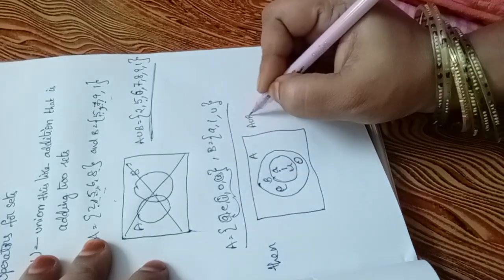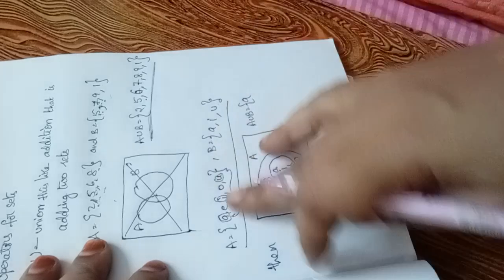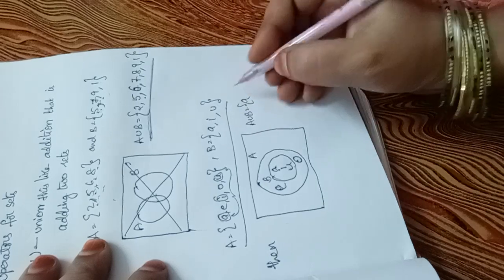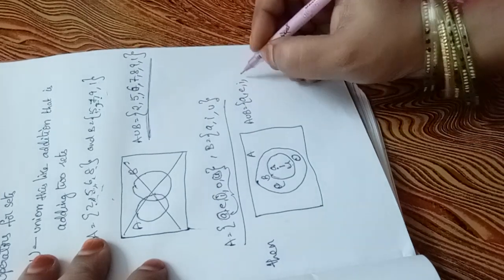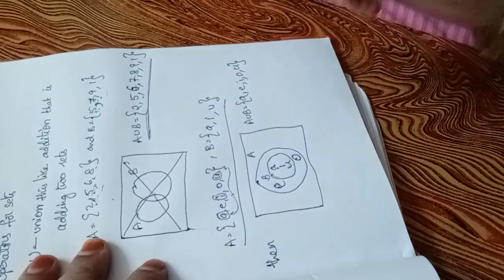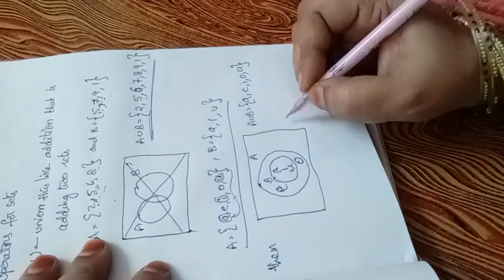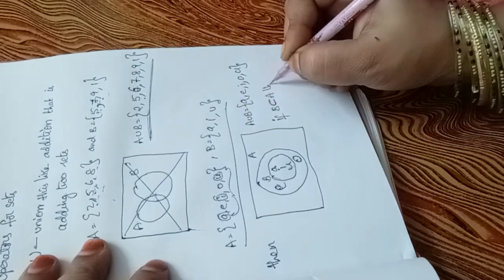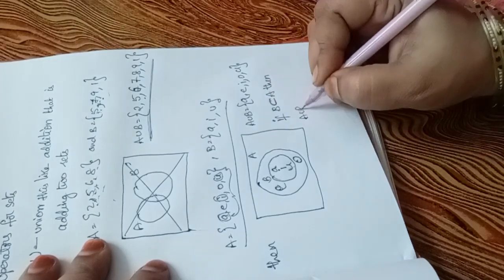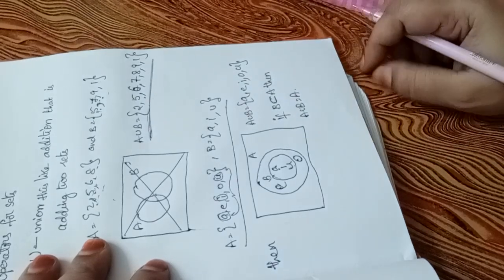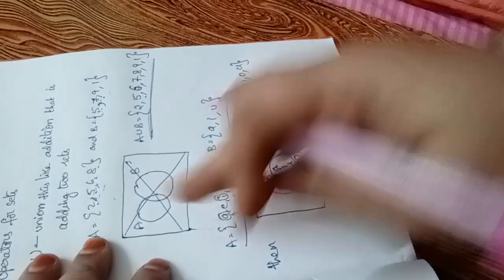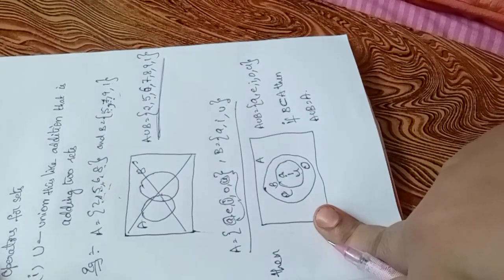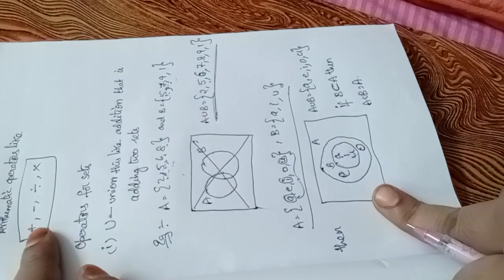So A union B means what do you get? You have a in both sets, you have to write only one: a, e, i, o, u. So if you observe, if B is a proper subset of A, then A union B is equal to A. Okay, this is about union. Union is nothing but the arithmetic operation plus.